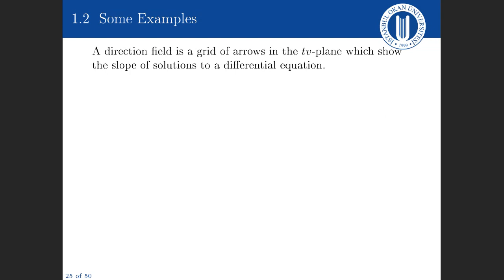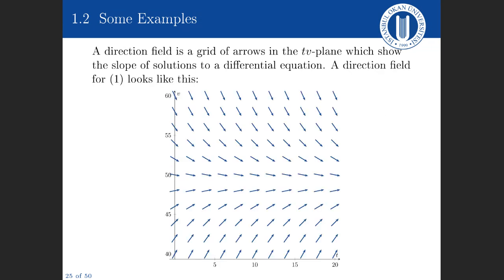A direction field is just a grid of arrows, in this case in the tv plane, which shows the slope of solutions to the differential equation. And the direction field for our differential equation looks like this. I'm going to show you how to draw a direction field later today. What this means is, if the velocity is 40, 41, 42, something like that, the acceleration will be positive and the velocity will increase. If the velocity is up here, if the velocity is, say, 60, then we expect the velocity to decrease.